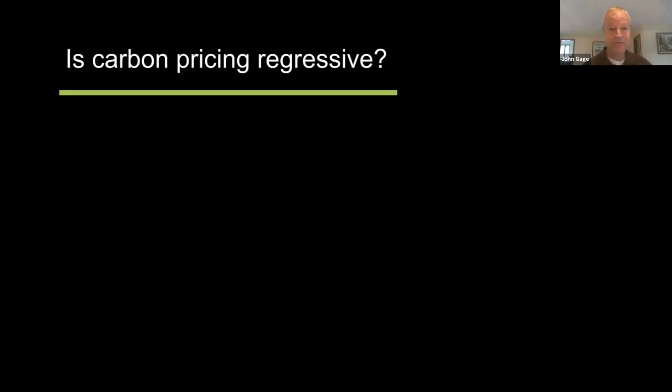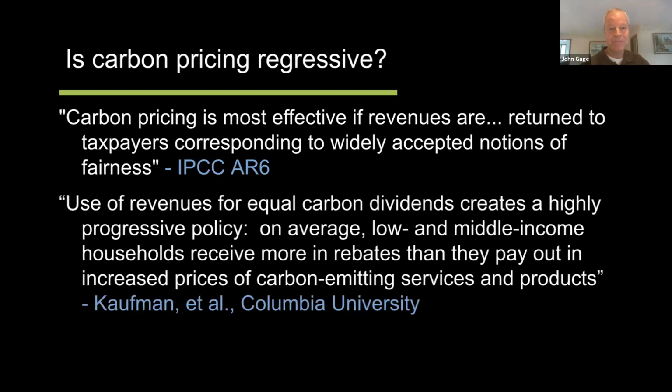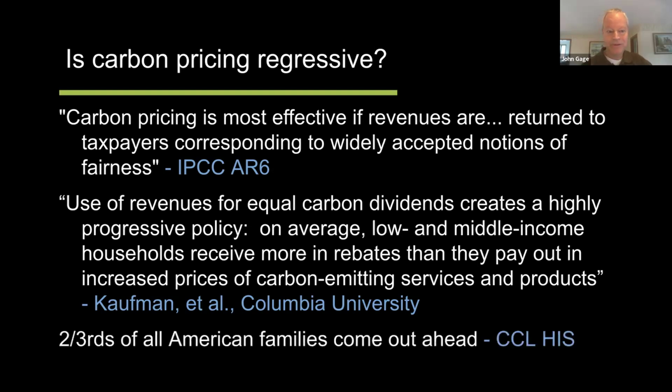So carbon pricing is necessary, but not done well, it could be regressive. However, there are solutions in policy to address that. In the AR6, again, the IPCC wrote, carbon pricing is the most effective if revenues are returned to taxpayers corresponding to widely accepted notions of fairness. And in a recent study on the carbon fee and dividend bill in Congress, Noah Kaufman and others found in a Columbia University report, use of revenues for equal carbon dividends creates a highly progressive policy. On average, low and middle income households receive more in rebates than they pay out in increased prices of carbon emitting services and products.